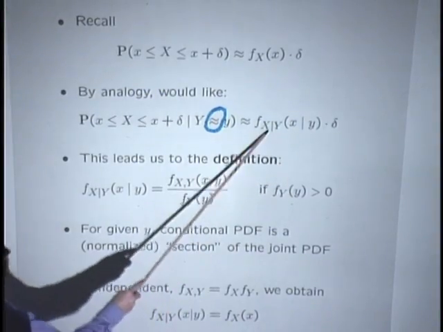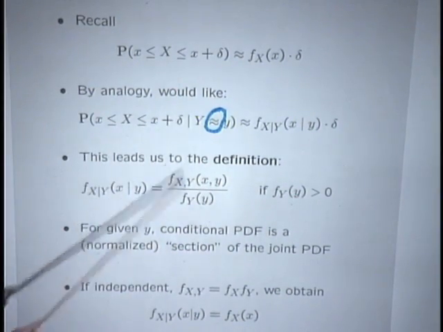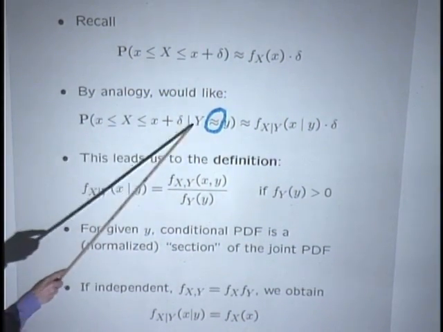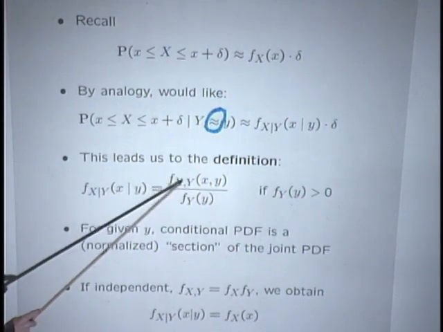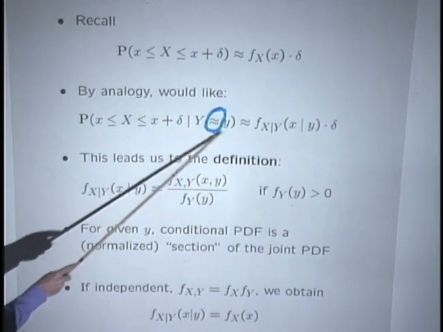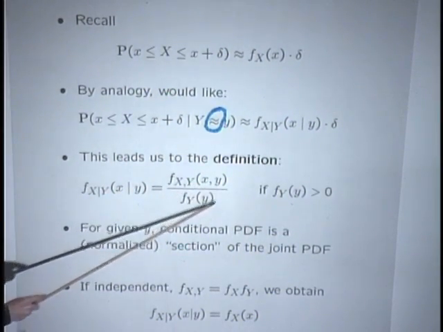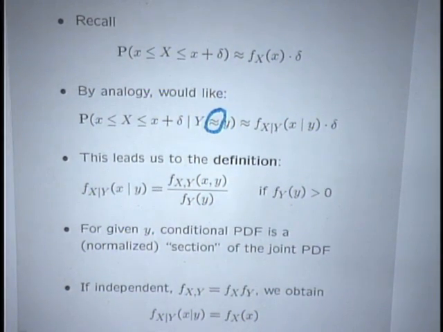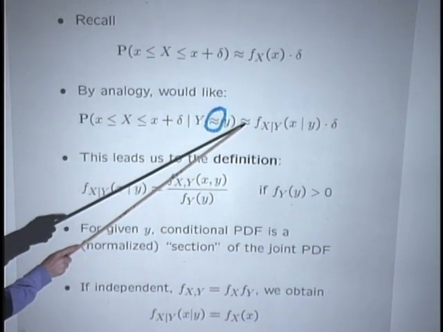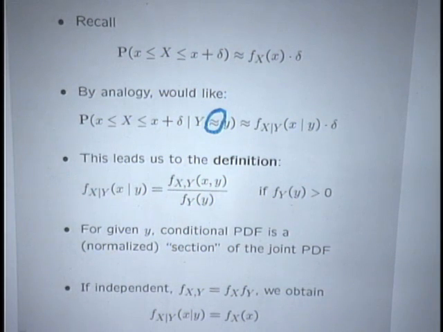Now, if this is what we want, what should this quantity be? It's a conditional probability, so it should be the probability of two things happening, x being close to little x, y being close to little y, and that's basically given to us by the joint density, divided by the probability of the conditioning event, which has something to do with the density of y itself. And if you do things carefully, you see that the only way to satisfy this relation is to define the conditional density by this particular formula.